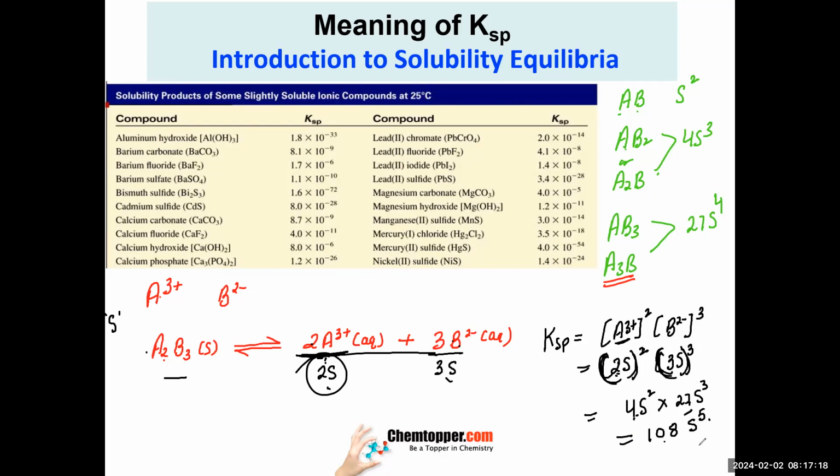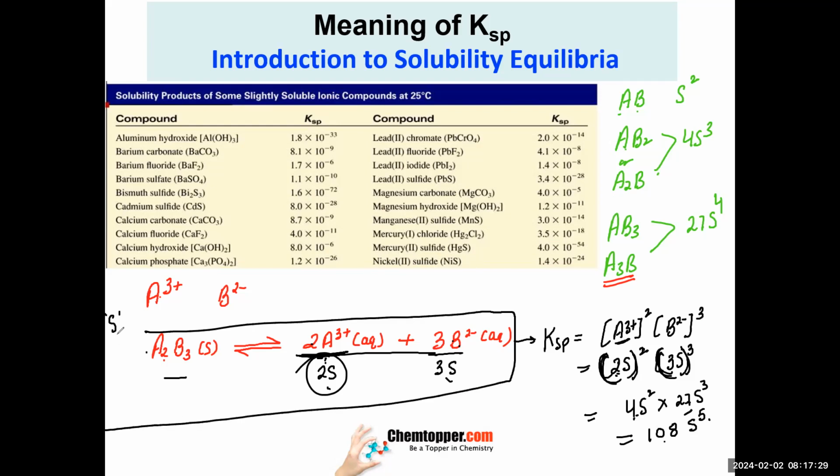Yes, Anil. Follow the steps and you will not make any error. First, you write down the equation, children. First, you write down the Ksp expression. Then plug in these S. Assume the molar solubility is S. Then this will be 2s, 3s. Write down the Ksp expression, plug in this 2s and 3s and get the Ksp expression in terms of molar solubility.